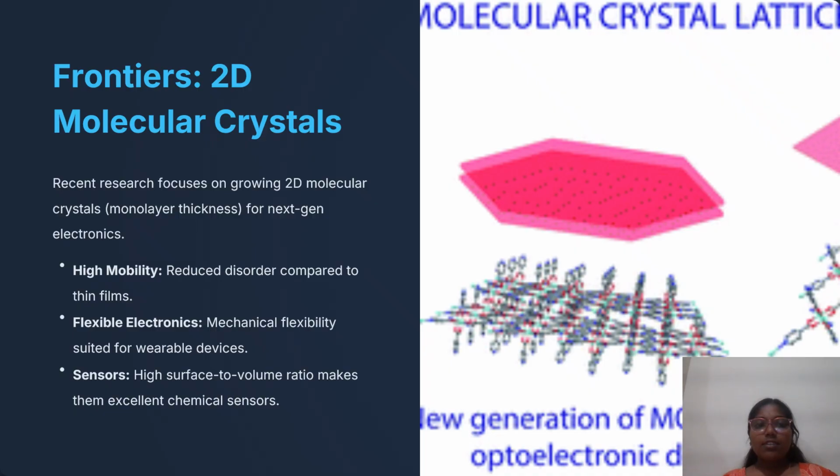2D molecular crystals. Recent research focuses on growing 2D molecular crystals of monolayer thickness for next generation electronics. High mobility. Reduced disorder compared to thin films. Flexible electronics. Mechanical flexibility suited for wearable devices. Sensors. High surface to volume ratio makes them excellent chemical sensors.